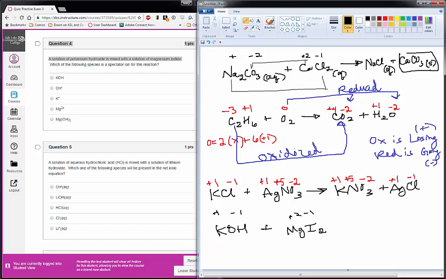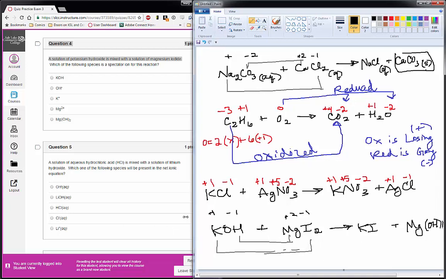So I've got potassium hydroxide. This is magnesium iodide. How could I possibly know what's going to be formed? Well, I know that the cations react with the anions and vice versa. So insides and outsides. I get potassium with iodine, +1 -1, formula KI. And then I get magnesium with hydroxide, +2 -1. I'm going to need 2 hydroxides there. And I'm going to need more space here.